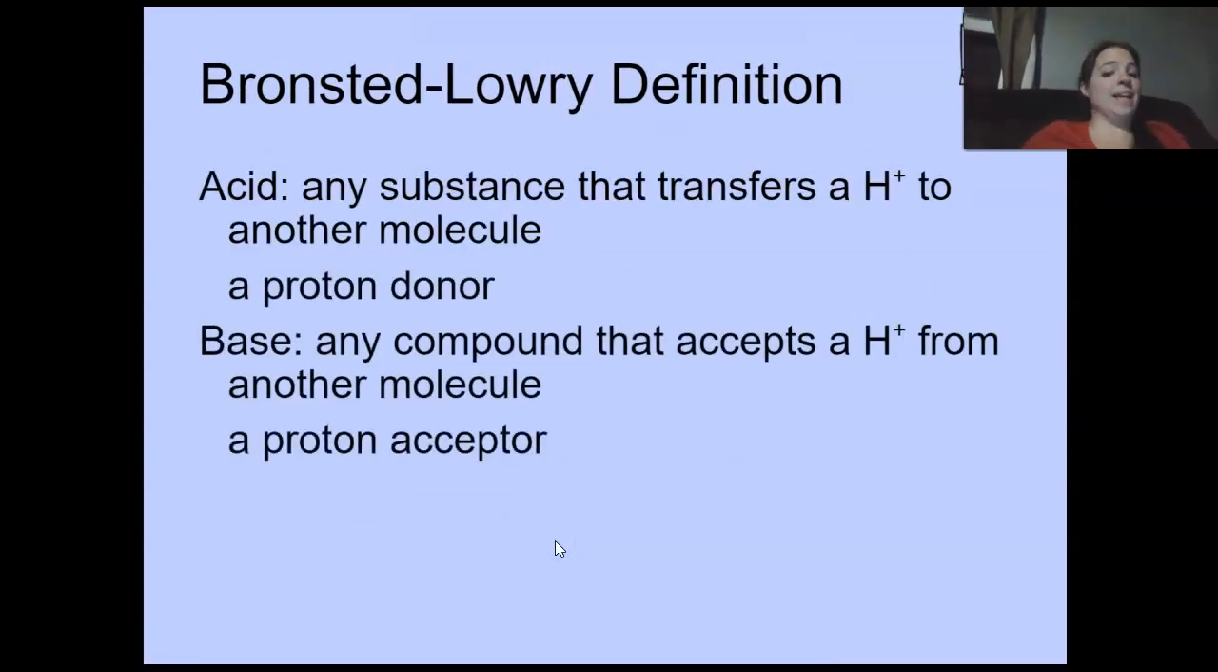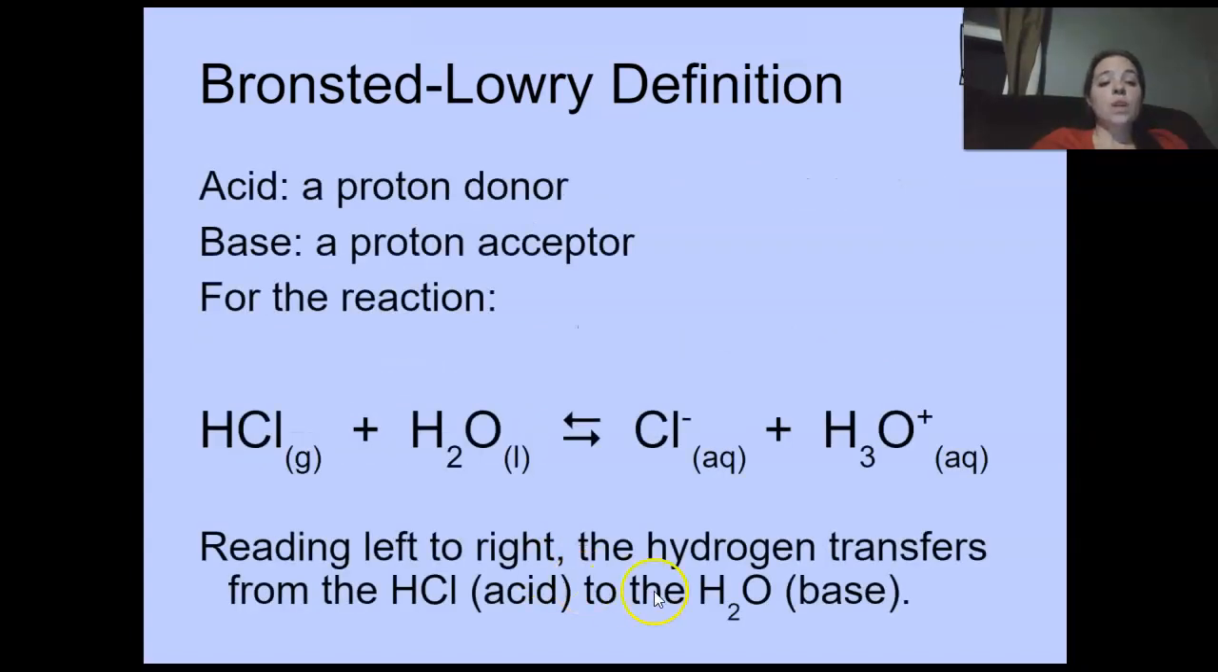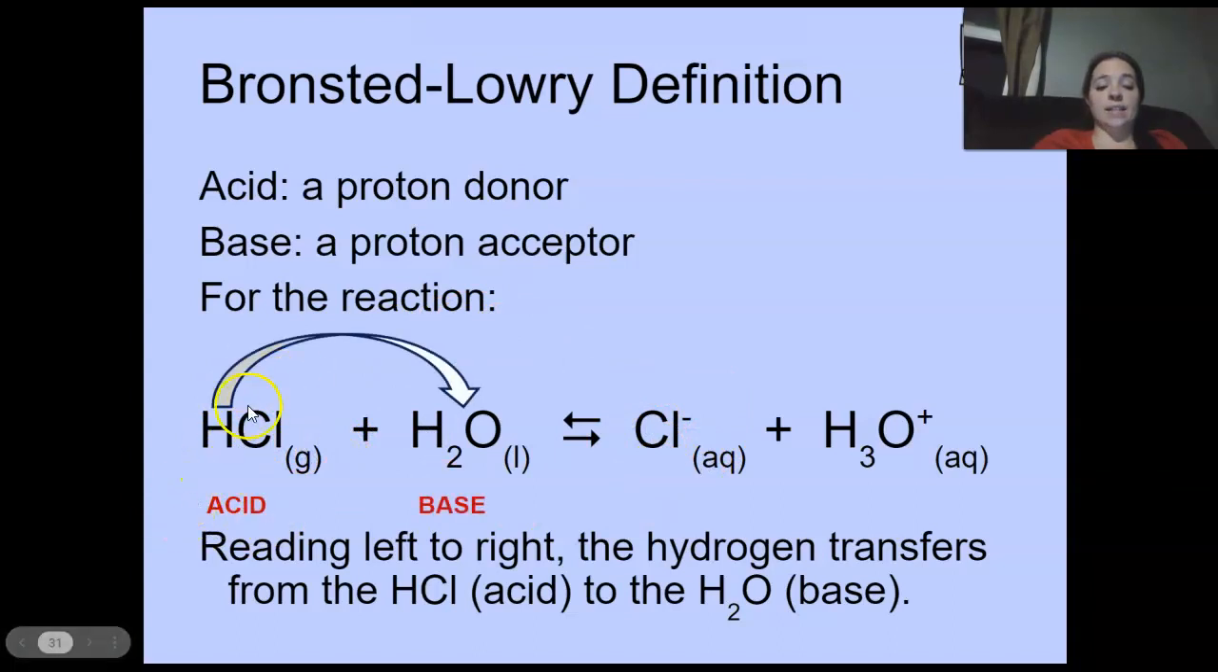So an acid is any substance that transfers a hydrogen to another molecule. This would be a proton donor. It gives it away. So it's an acid. A base is anything that accepts that hydrogen, a proton acceptor. So let's look at this. This goes from hydrochloric acid to chlorine. It is donating. It's giving it away. So that is the acid. This over here is accepting the hydrogen. So it is the base.